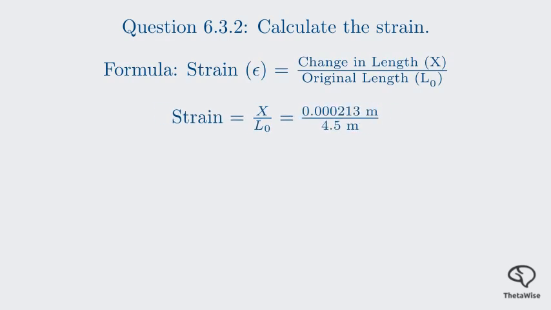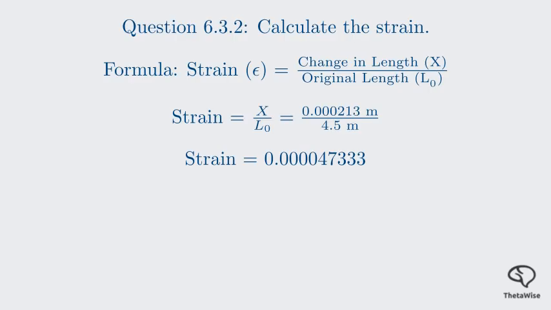0.0213 meters divided by 4.5 meters. It's important to notice that we are dividing a length by a length. The units cancel out, which means strain is a dimensionless quantity. It has no units. Performing the division gives us a strain of approximately 0.004733. The memo gives the answer in scientific notation.